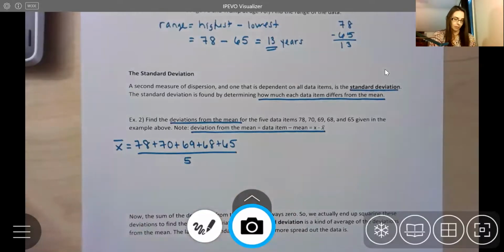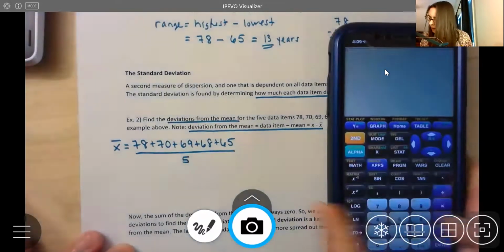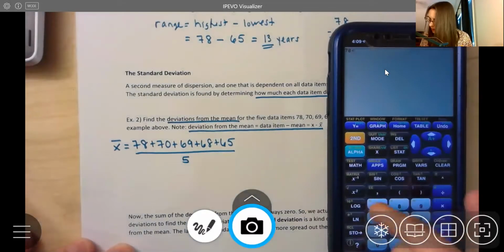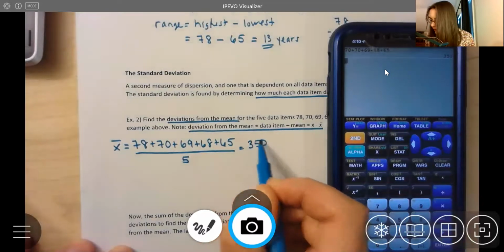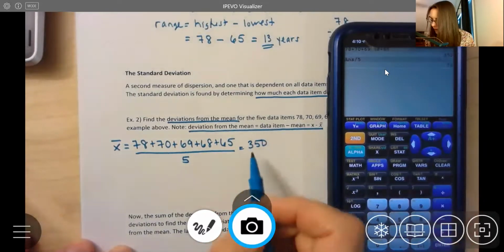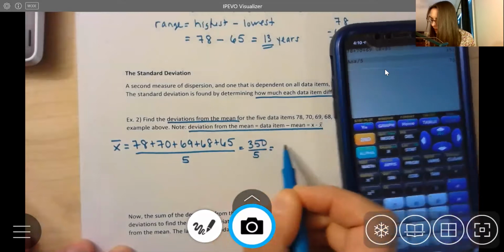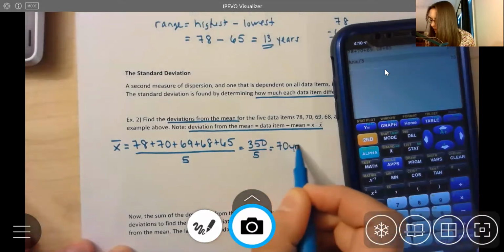All right, so let's take out our calculators. So I have 78 plus 70 plus 69 plus 68 plus 65. So I get 350, and I divide that by 5, and I get a mean age of 70 years old.